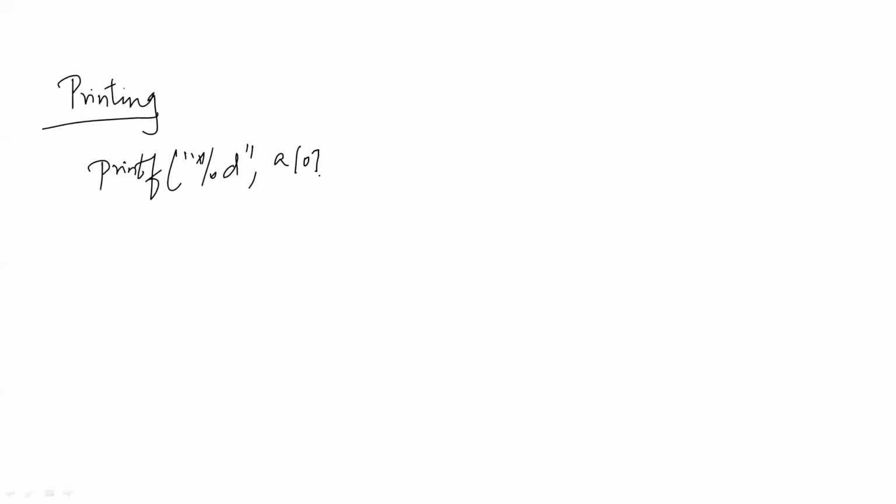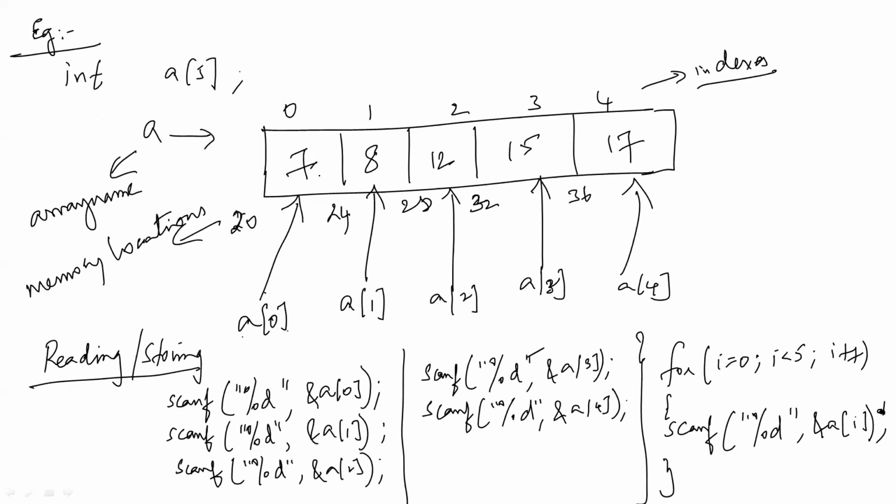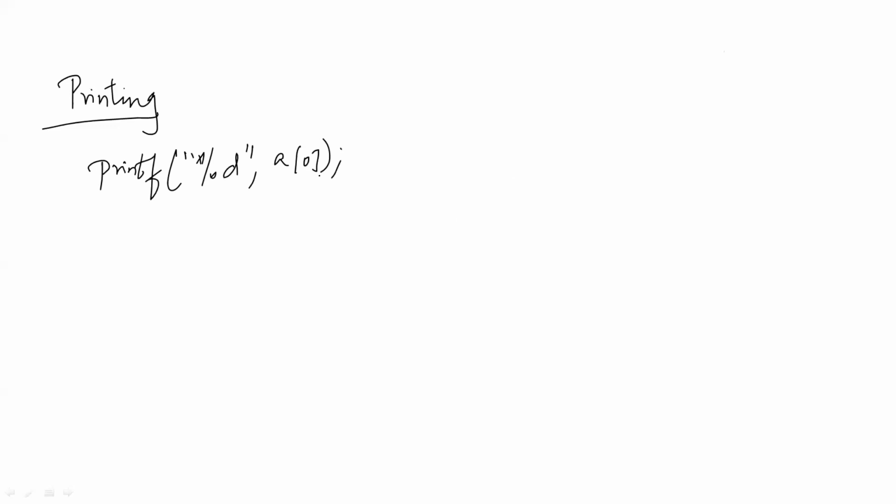Whenever I read, I take the help of ampersand to get the value from the keyboard and store it into that particular memory location. If I say directly in printing A[0], it will go to the memory location, retrieve the value and print it. So that is the advantage, right? So that's it, sir. printf("%d", A[0]), printf("%d", A[1]), and so on, so on.